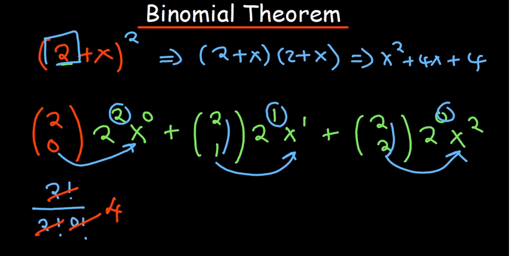So this explains one concept which I'm yet to explain. Whenever you have got 2 choose 0 or any number choose 0, the answer will always be equal to a 1. Okay. X to the power 0 is also equal to a 1. So you just have a 4.